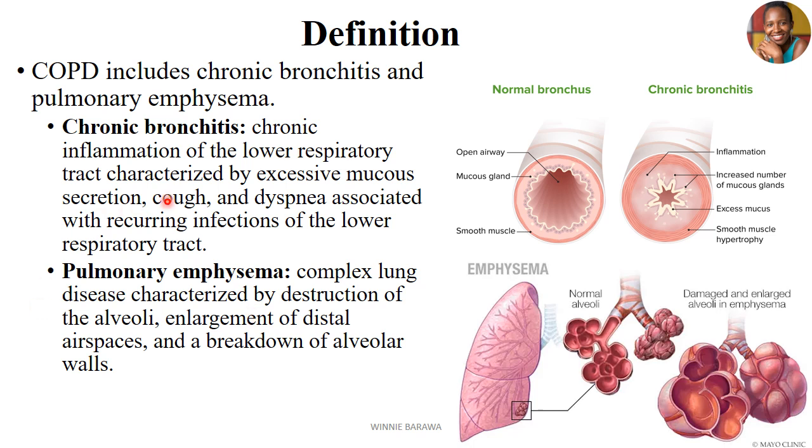In the description of the two illnesses that comprise COPD, starting with chronic bronchitis, it is described as the chronic inflammation of the lower respiratory tract, which is characterized by symptoms of excessive mucus secretion, cough, and dyspnea, which is very common with recurring infections. And the biggest involved area of our respiratory system in this case is the lower respiratory tract.